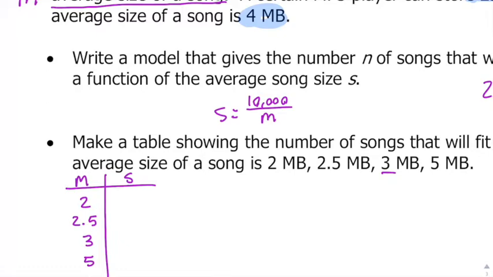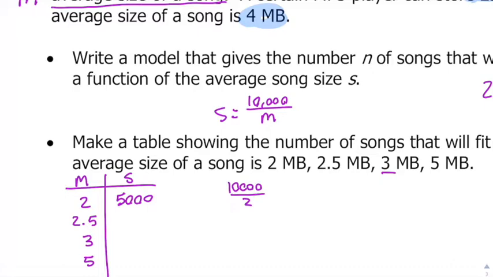All right. Then just go ahead and plug them into that equation. So if I plug in 10,000 divided by 2 for the first one there, I think that gets us 5,000. So that means we'd have 5,000 songs if they have that size of 2 megabytes. Okay, 2.5.